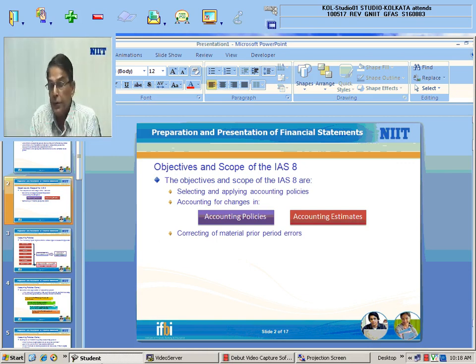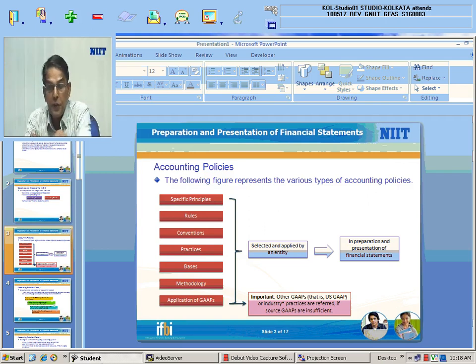So we'll first discuss accounting policies. So what are accounting policies? These are specific principles, bases, conventions, rules and practices applied by an entity in preparing and presenting financial statements. These are selected and applied by an entity. The entity can select the specific principles, rules, conventions, practices, bases, methodology, and application of generally accepted accounting principles. They can select and apply these in preparing and presenting the financial statements.